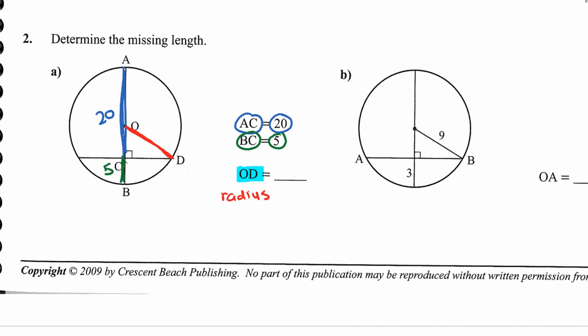Okay, so that's the diameter. So the diameter is going to be 25, right? The diameter is 25 if you add up the 20 and the 5. And the radius is half of that. So 25 divided by 2 is going to be 12.5.